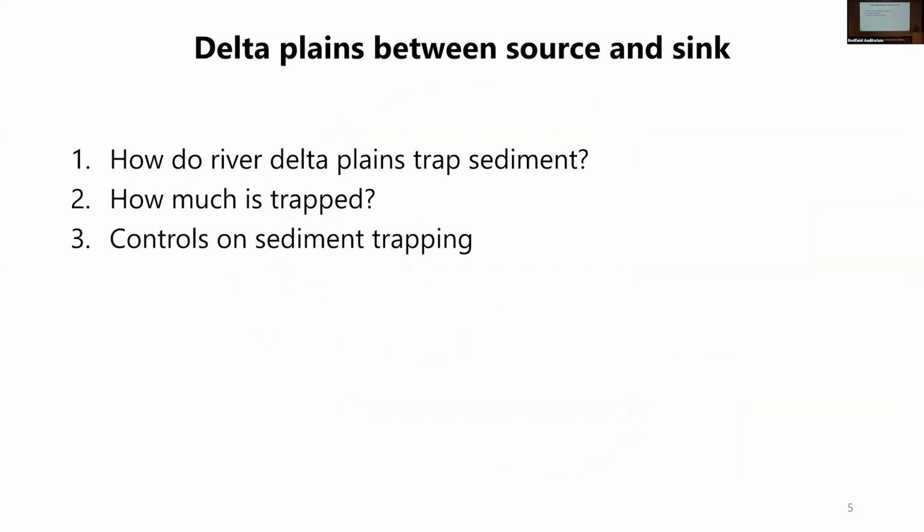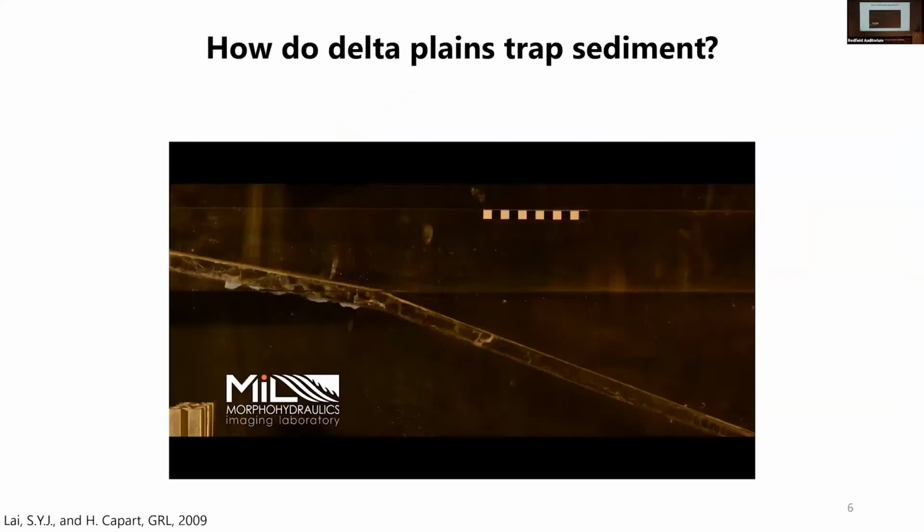What are physical reasons for the sediment being trapped on delta plains and not reaching the river mouth? Second, can we quantify globally how much of the global sediment flux is trapped in deltas? And then third, what are relevant controls for this sediment trapping? So first, how do deltas trap sediment?